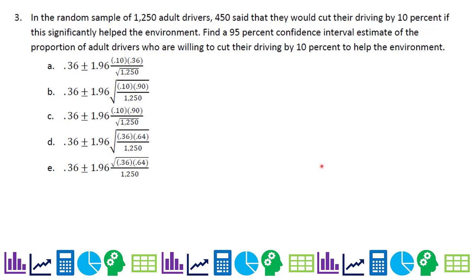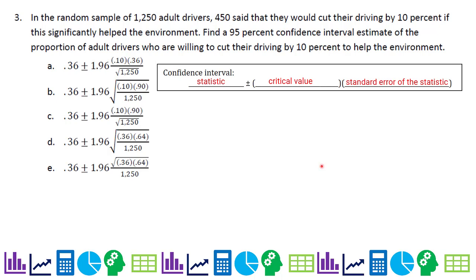Number 3, in a random sample of 1,250 adult drivers, 450 said they would cut their driving by 10% if this significantly helped the environment. Find a 95% confidence interval estimate of the proportion of adult drivers who are willing to cut their driving by 10% to help the environment.